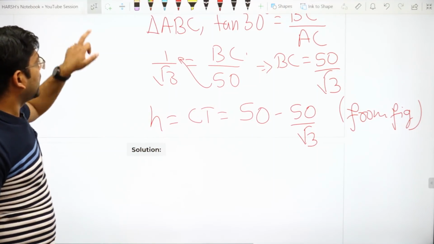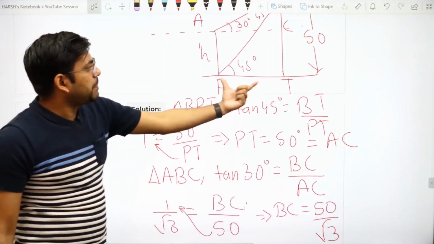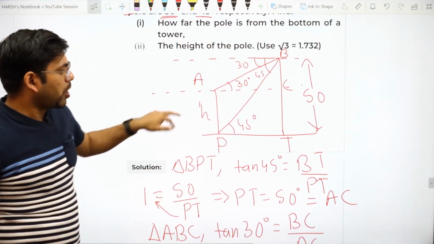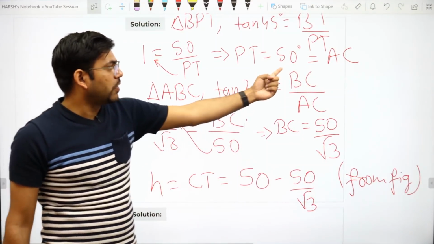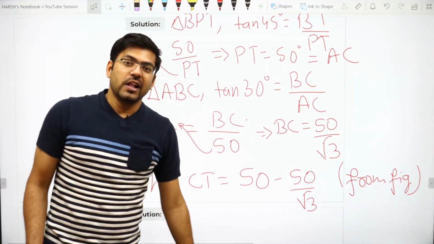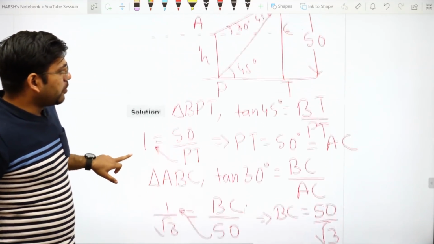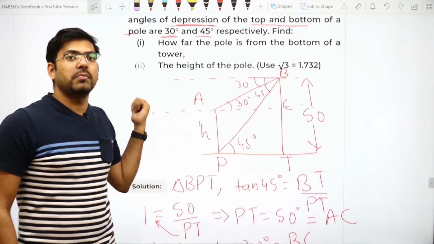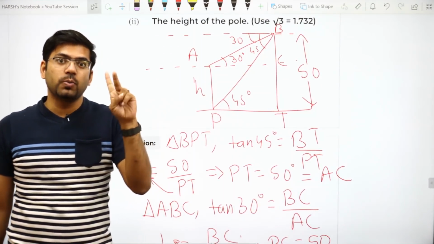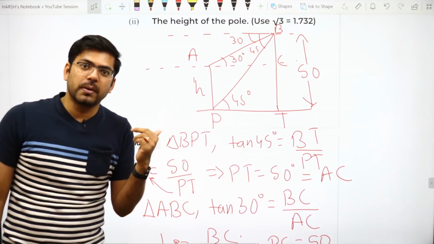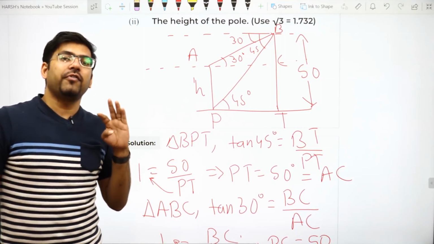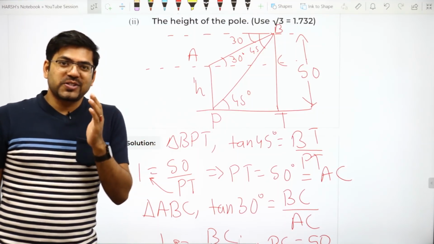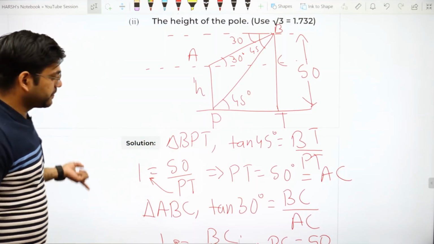Now once you have got the height, thereafter you need to find PT, the distance between them. We have already got how far the pole is from the bottom: the value of PT is equal to 50 meters. So that is already done. Using this method, you will be able to get both the values. And let me tell you, if this kind of question comes, it will surely be a 4-marker question because it has 2 parts, 2 marks for each part. So with this, I guess you would have understood this question. Let's move on to our next question.